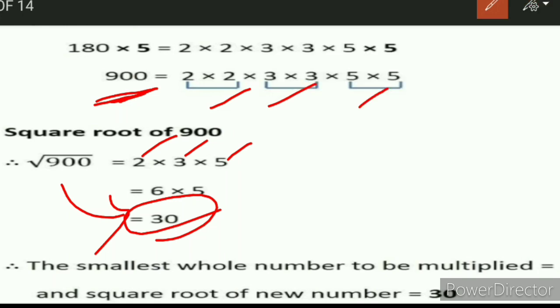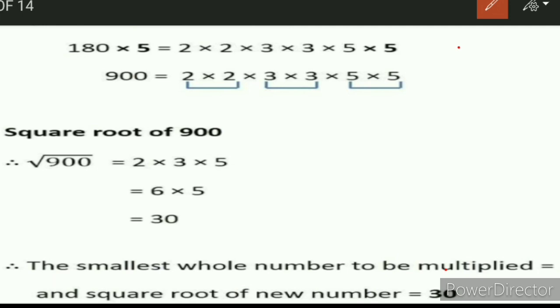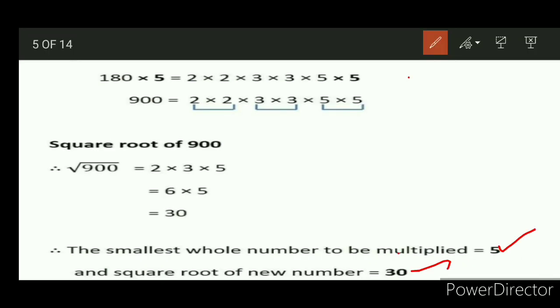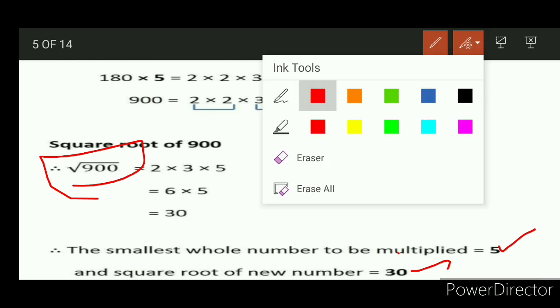Finally, you should write the conclusion. What will you write? The smallest number to be multiplied is 5 and the square root of the new number is 30. What is the square number? 900. So, all the 3 you should write in the form of a conclusion at last. Okay? Yes.